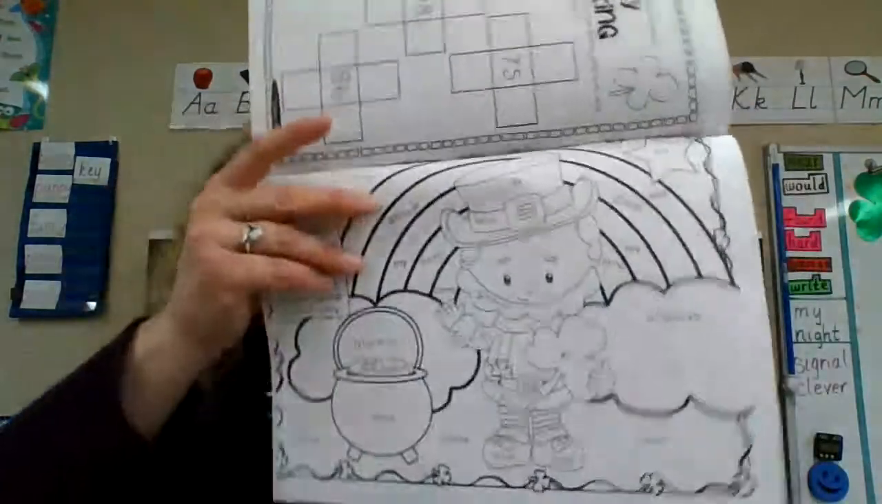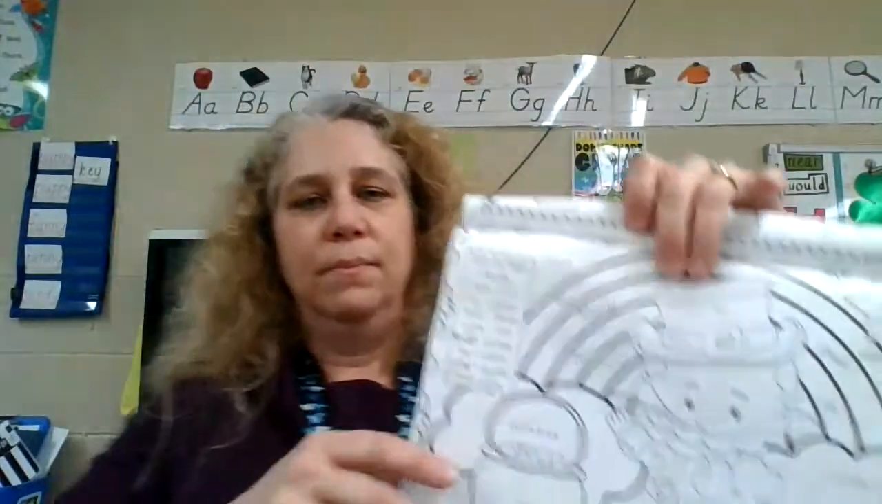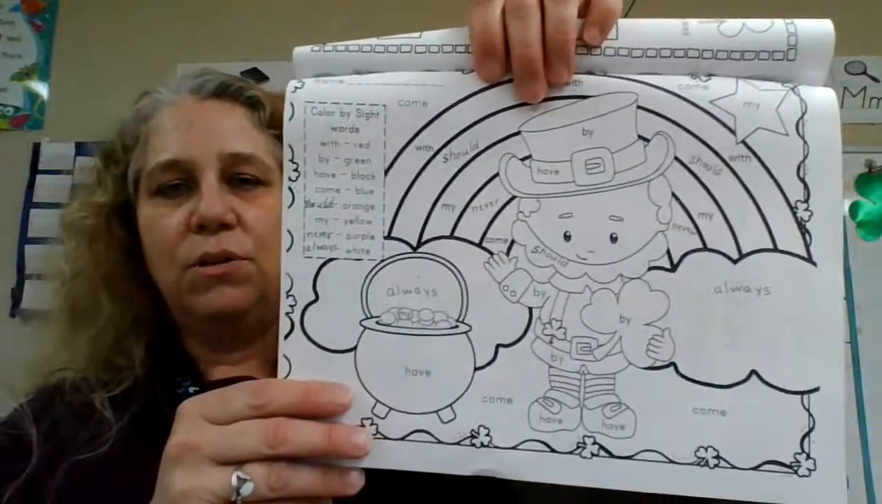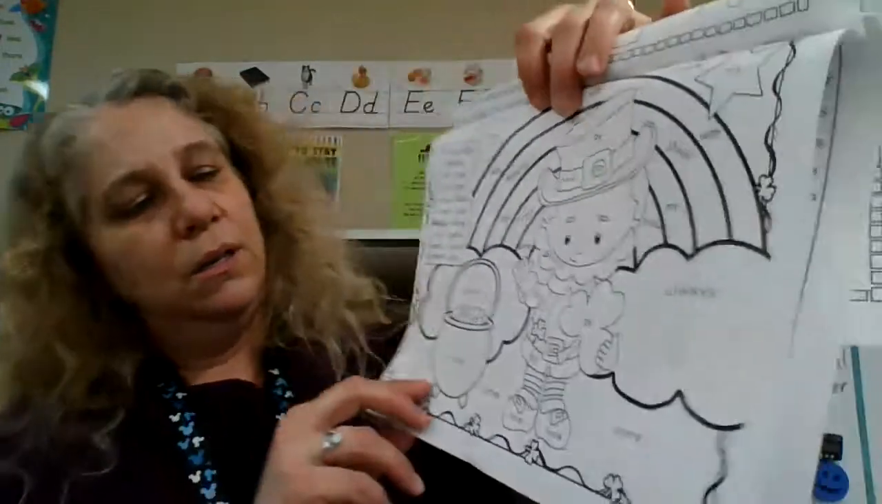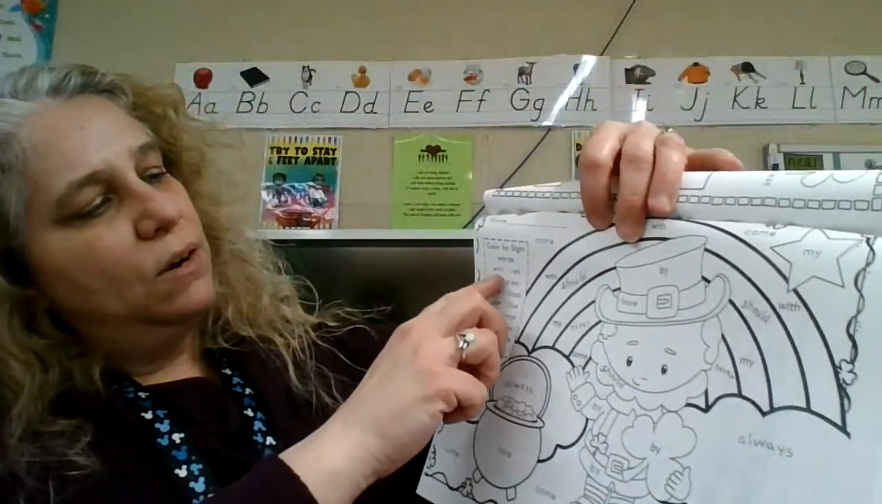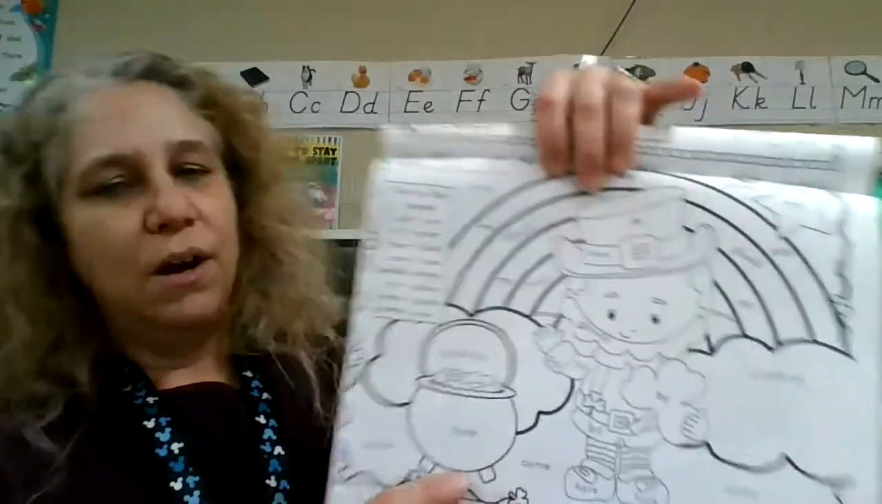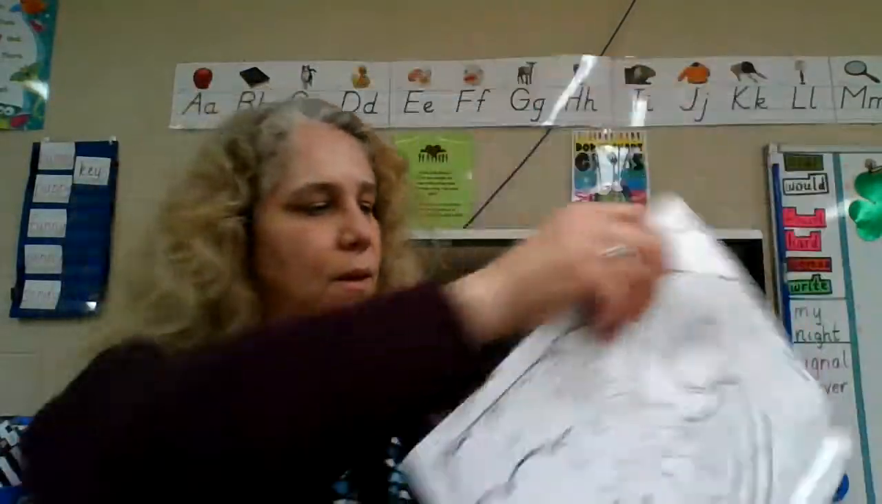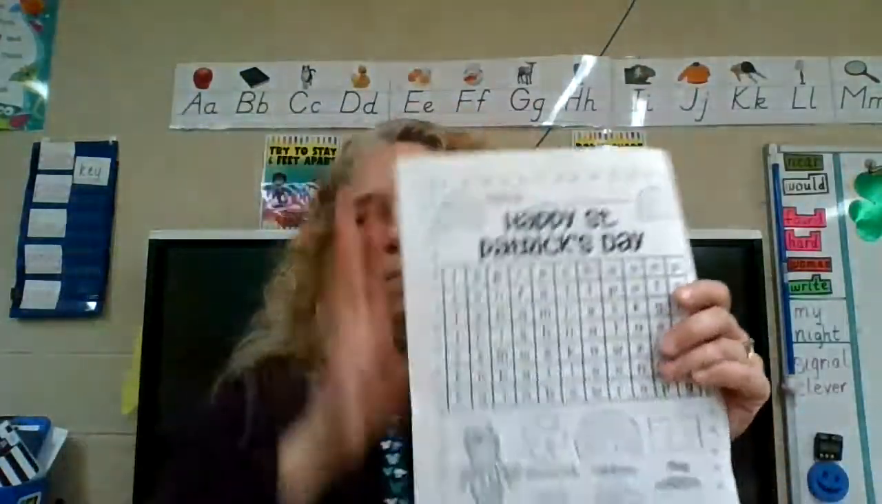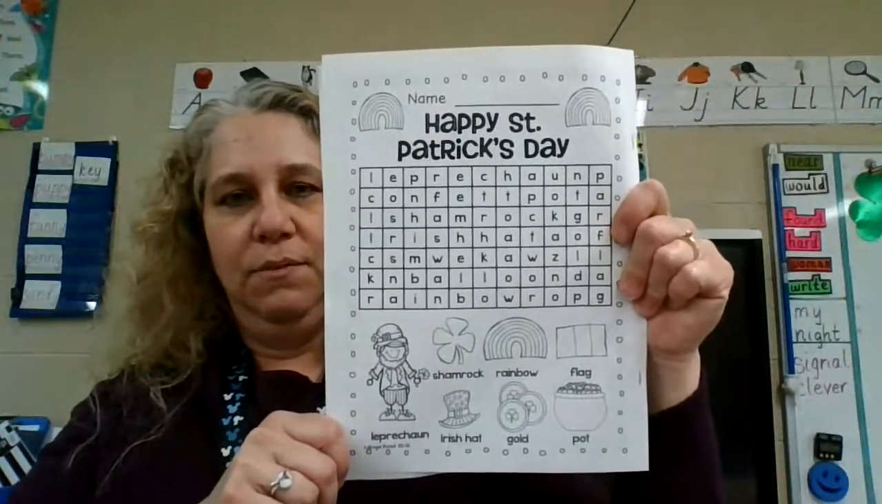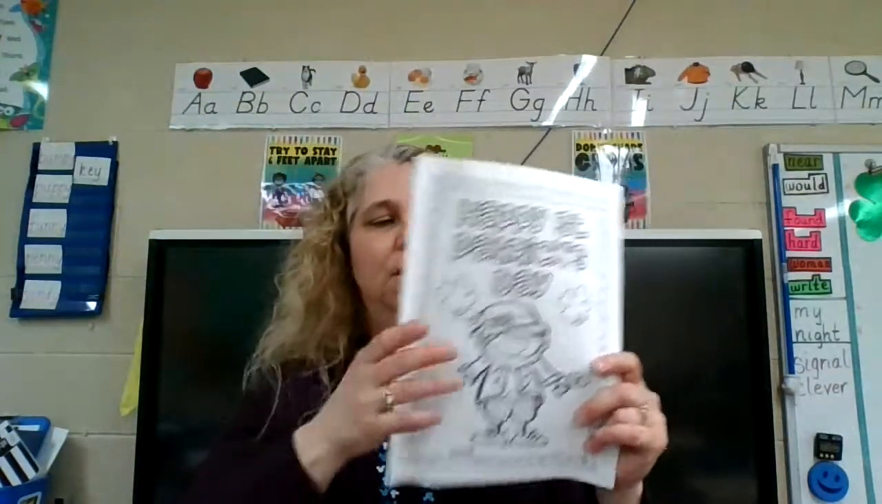And then this one we do want you to do. Okay, it's just color by the codes. You're coloring by the word wall words. So if you find the word with, that is red. Color by the code. And a word find for St. Patrick's Day. All right, so this is Wednesday's math.